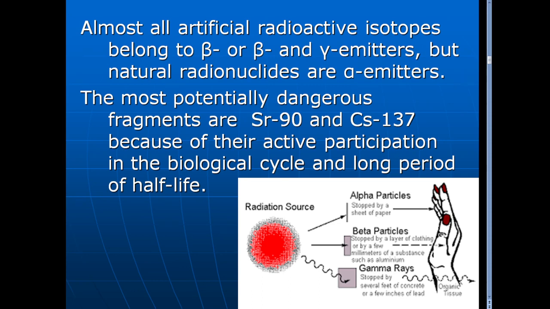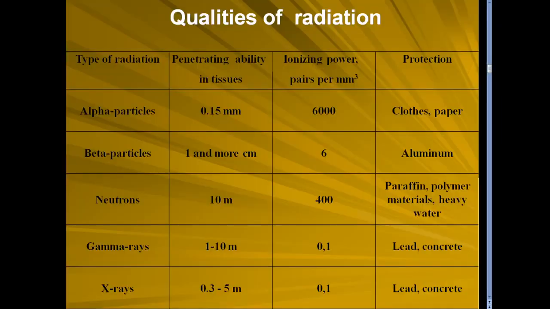An alpha particle is the nucleus of a helium atom. Its atomic mass is 4 units. The charge is +2. With a relatively large size and large charge, the particle has a high energy. It is characterized by a large linear energy transfer and a significant linear ionization density. On this table, you can see different types of radiation, and the most important features of these types: penetrating ability in tissues, ionizing capability, and protective materials.